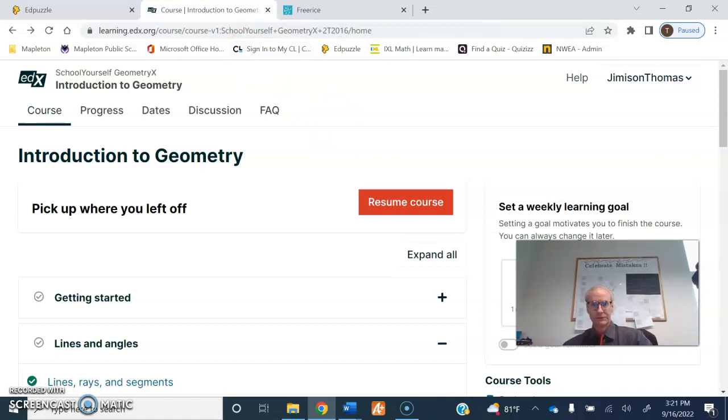So please encourage your son or daughter to do this, to finish the course, and then they will be passing the class for geometry.